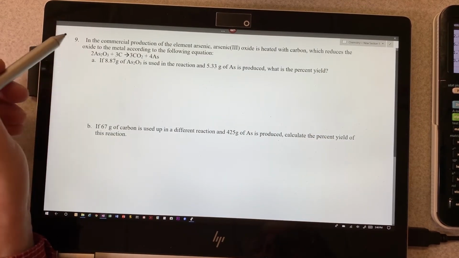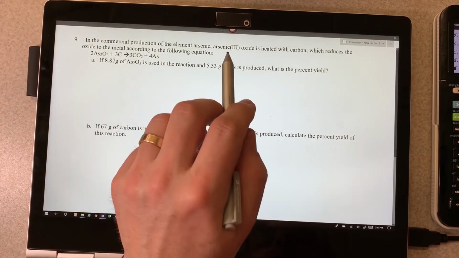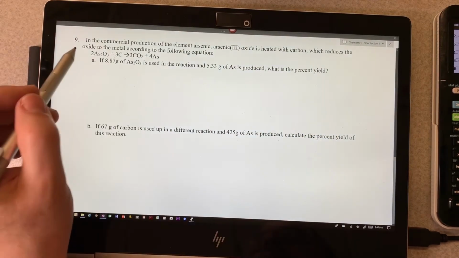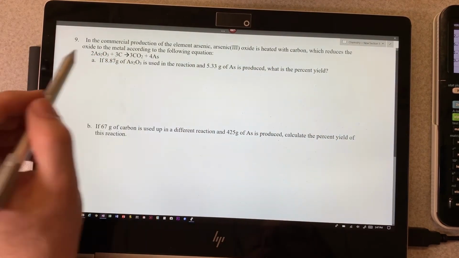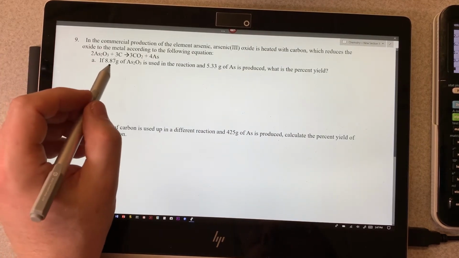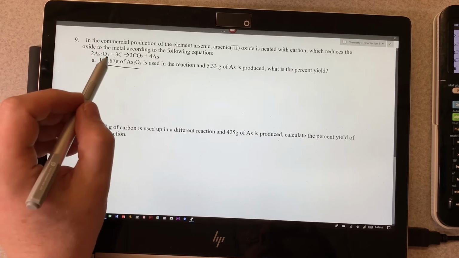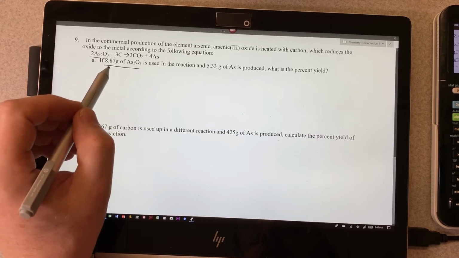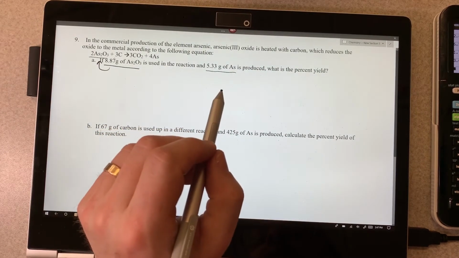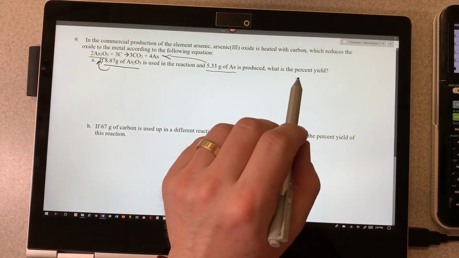Okay. In this case, we're going to look at the commercial production of arsenic. In this process, arsenic 3 oxide is heated with carbon, which reduces the oxide to the metal according to the following equation. So we're given the equation right there. I've got 8.87 grams of arsenic 3 oxide, and 5.33 grams of arsenic is produced. What's the percent yield?